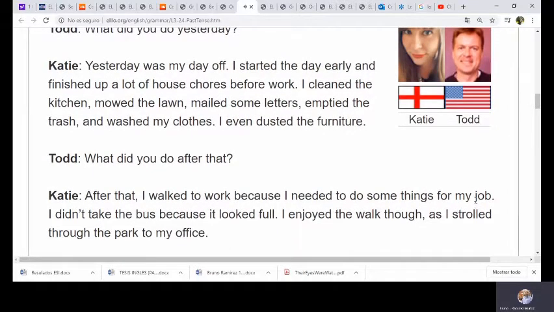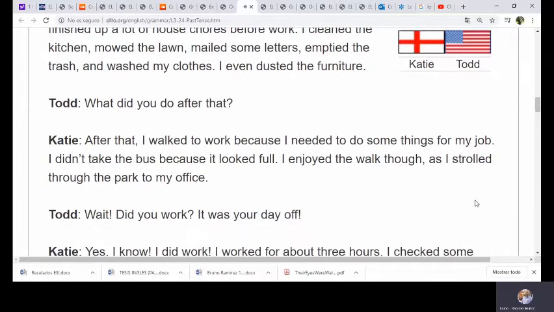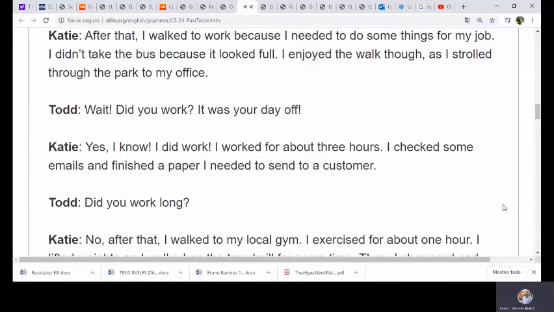Wow. What did you do after that? After that, I walked to work because I needed to do some things for my job. I didn't take the bus because it looked full. I enjoyed the walk, though, as I strolled through the park to my office. Wait, did you work? It was your day off.